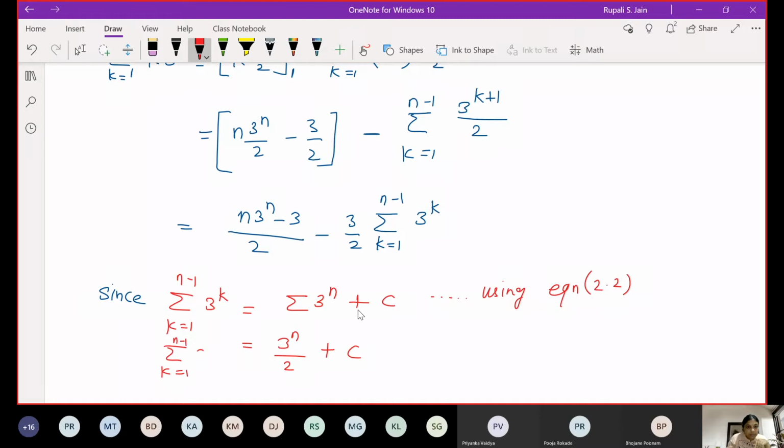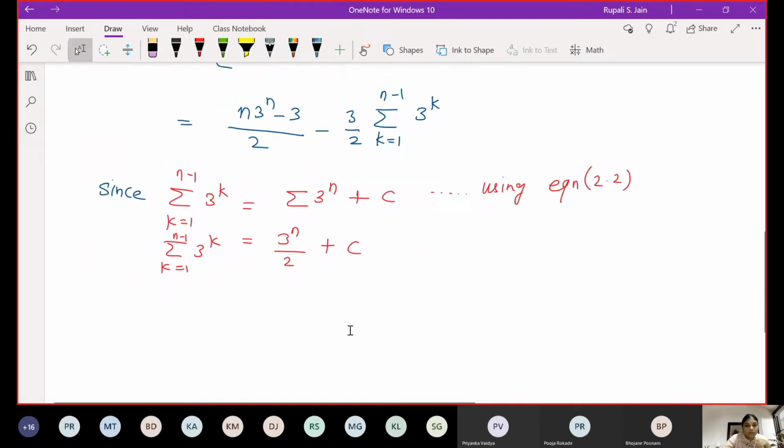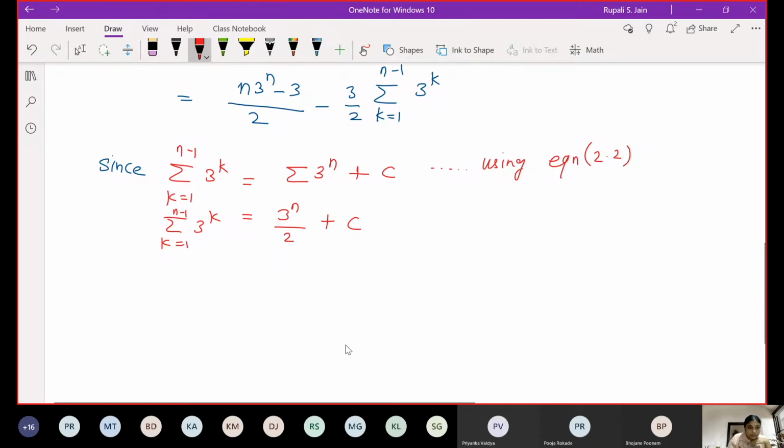Summation k is equal to 1 to n minus 1 of 3 raised to k. Now I want to find this c. So to find c, let n is equal to 2. Then equation 1 becomes summation k is equal to 1 to 1 of 3 raised to 1, so 3 only.